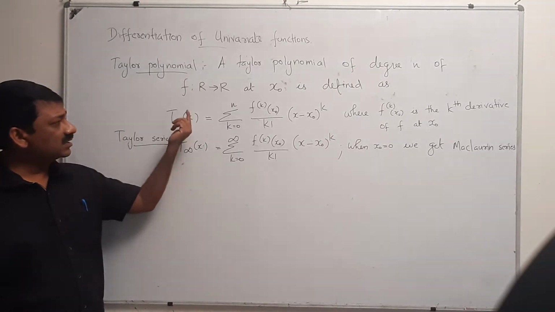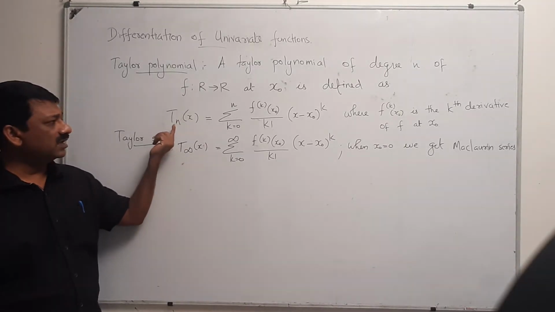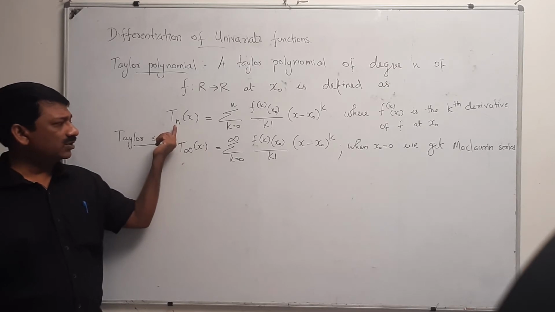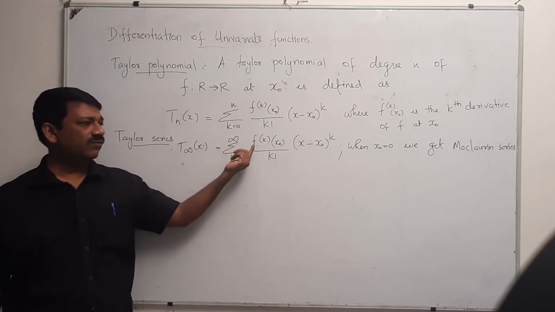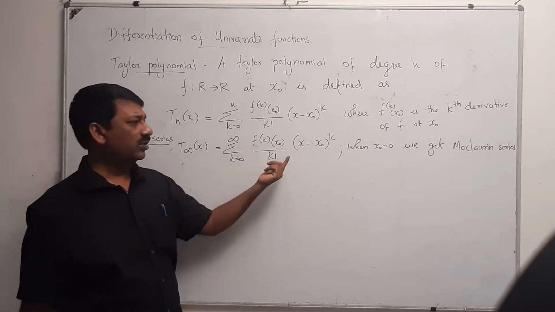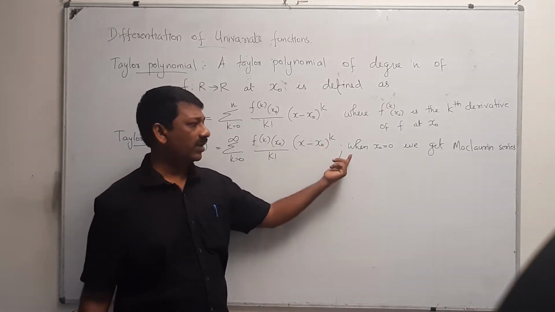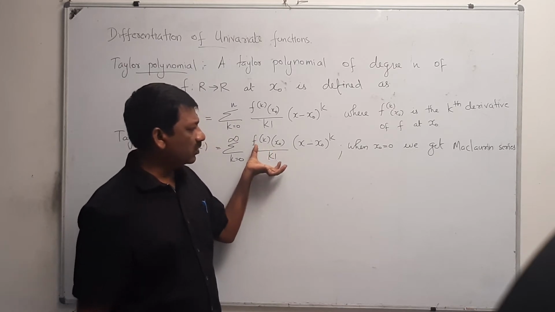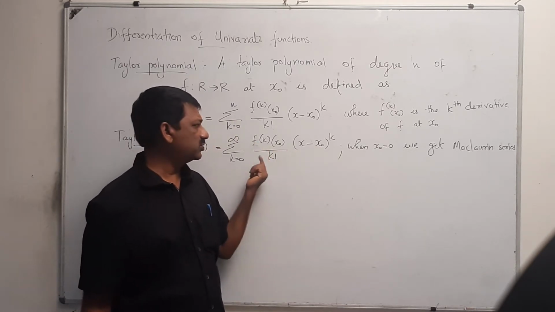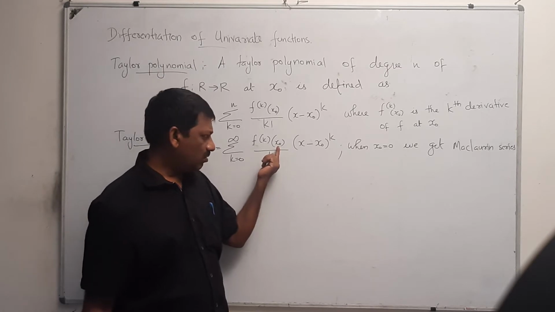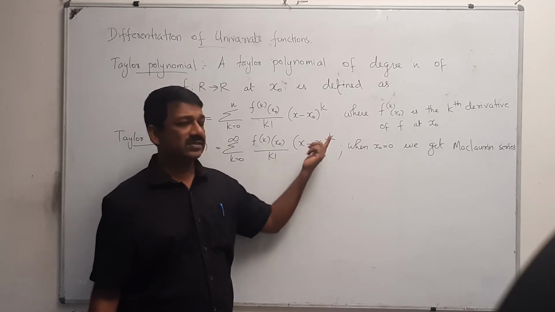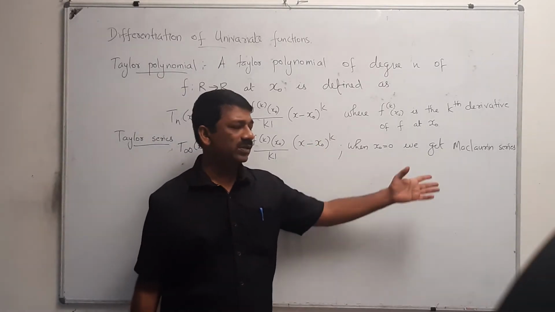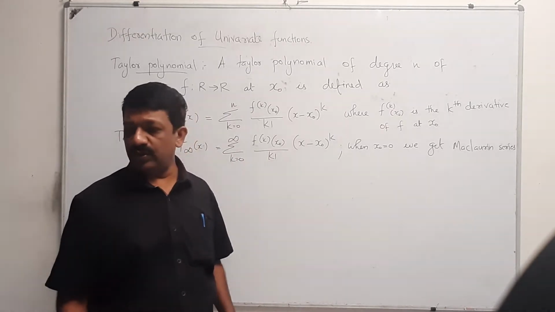Taylor series: here Tn of x, the number n is equal to 1, 2, 3, etc. And if this doesn't terminate, then we have T infinity of x is equal to the sum from k equals 0 to infinity of f^(k)(x0) by k factorial into (x minus x0) raised to k. If in this equation we put x0 equal to 0, then it becomes f^(k)(0) by k factorial into x raised to k. So that is called the Maclaurin series. So I will show you an example.